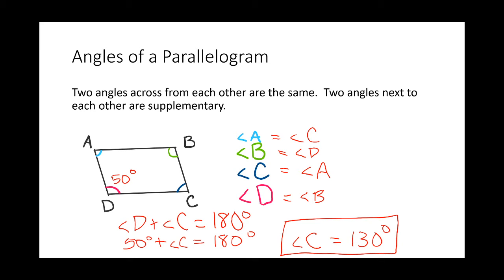And in fact, I think that's what we're going to do next. So if two angles are next to each other, they are supplementary. They add up to 180 degrees. And if two angles are across from each other, that means that they are the same.